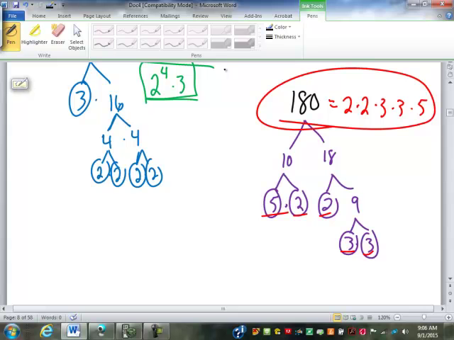Any questions? Okay, well, you might be sitting there wondering, why do I care about factoring numbers? What is this good for? Well, there are a couple of tools out there that are very, very useful.